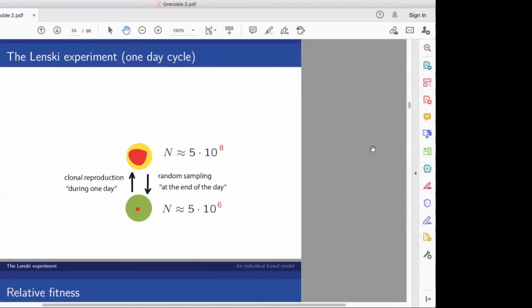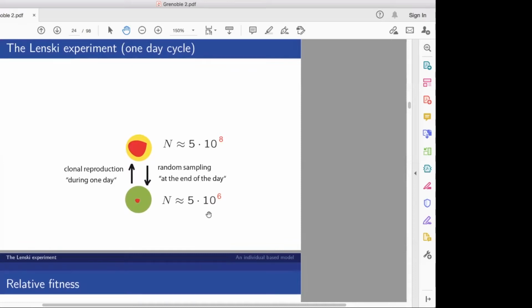So the idea of the experiment is that in the Lenski lab they put a small amount of Escherichia coli at the beginning of the day, like 5 million cells. And during the day, the bacteria reproduce and eat the glucose in the media. Then the glucose is finished and the bacteria just reach a maximum capacity, which is like 100 times the starting number of cells. Then the population is taken back to 5 million by a uniform sampling, and a new day starts by putting this sample in fresh media.